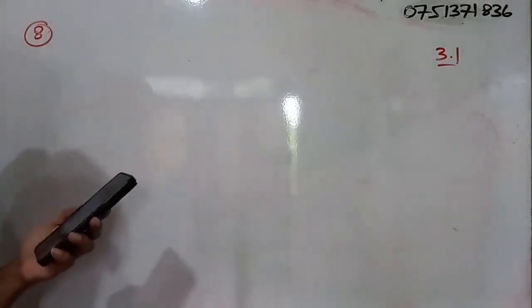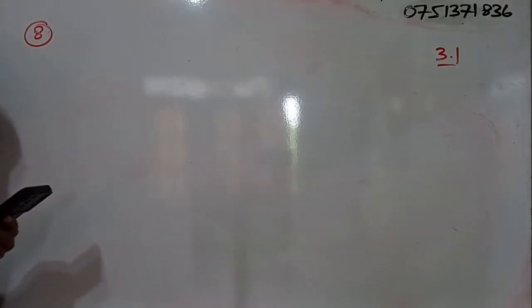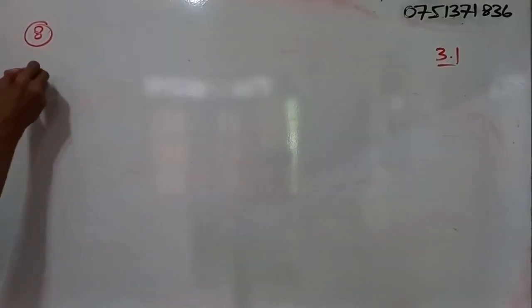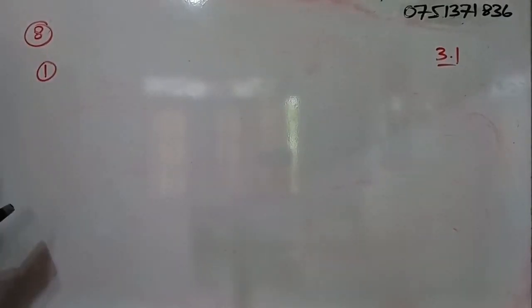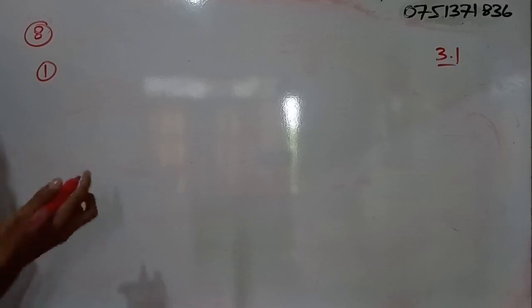Right, exercise 3.1, under that question number 8. A piece of wire was cut into 3 equal parts. One of the 3 parts was cut again into 4 equal pieces. So under part 1, what fraction of the length of the whole piece of wire is the length of one small piece? Here we don't know the length, no. So it has been divided into 3 equal parts. When the wire has been divided into 3 equal parts, what is the length of that one part?